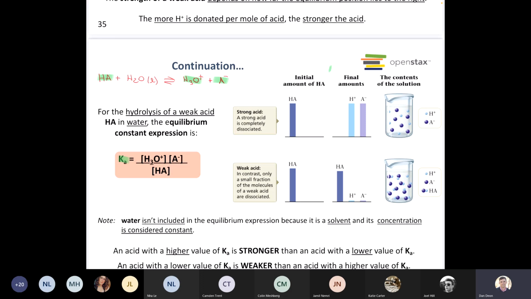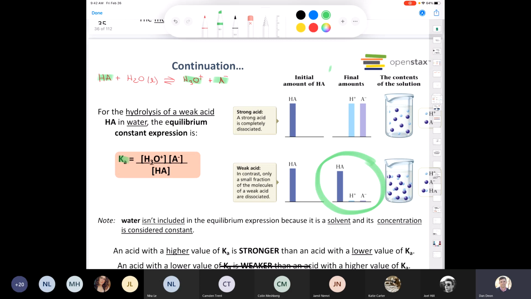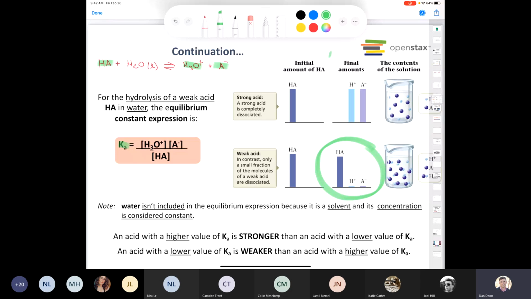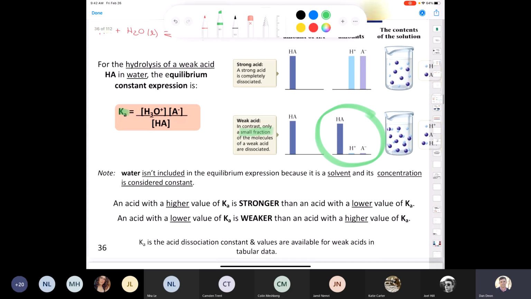If I have a strong acid, it's going to dissociate completely, right? At the end, where it says final amounts, what have I got? I've only got H plus and A minus. I've got no HA left over. But if you look at a weak acid, you start out with the acid. What have you got at the end? You've got some of the hydronium, the proton. You've got some of the conjugate base, but you've got a lot of the weak acid left over, right? It says only a small fraction of the molecules are going to dissociate.